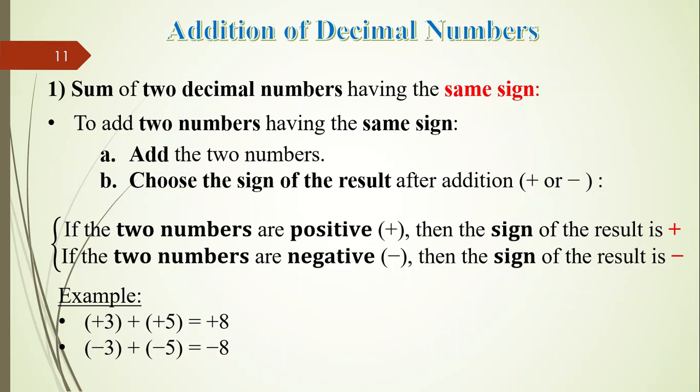Minus 3 plus minus 5. Since the two numbers have the same sign, which is minus, we have to add both numbers. So 3 plus 5 is equal to 8. And to choose the sign, since the two numbers are negative, the sign is minus. So it's minus 8. Plus 4 plus 5. It's plus 9.